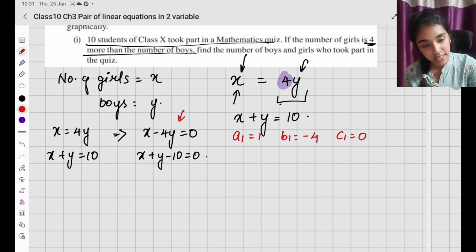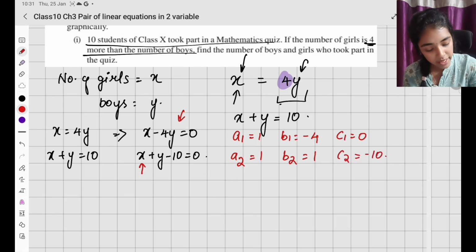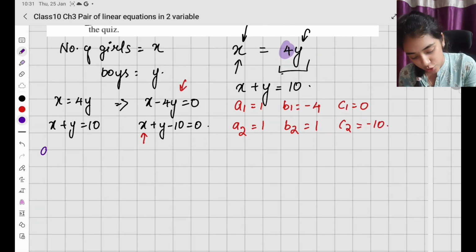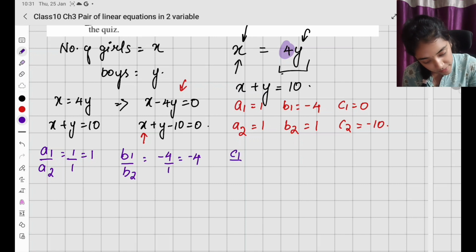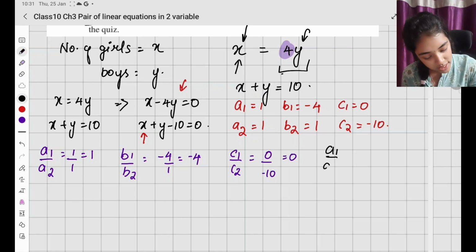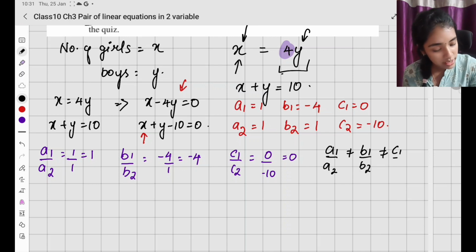First term la constant கிடையாது. Now second term you have a2 is going to be the coefficient of x, then b2 is going to be coefficient of y and c2 is going to be minus 10. இப்போ ratios என்ன? The ratio a1 by a2 equals 1 divided by 1 which is 1. Then b1 divided by b2 equals minus 4 divided by 1 which is minus 4. c1 divided by c2 is going to be 0 divided by minus 10 which is going to be 0. So what do you see from here? You see that a1 by a2 not equal to b1 by b2 not equal to c1 by c2.